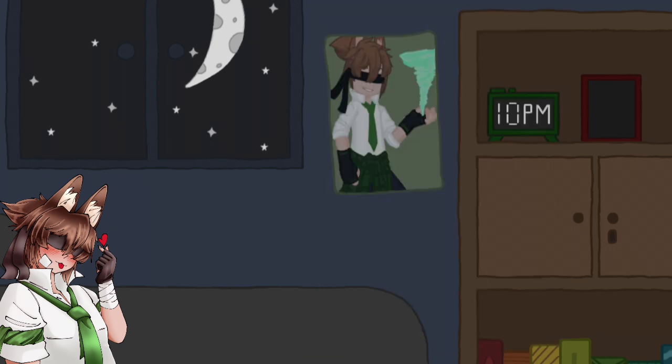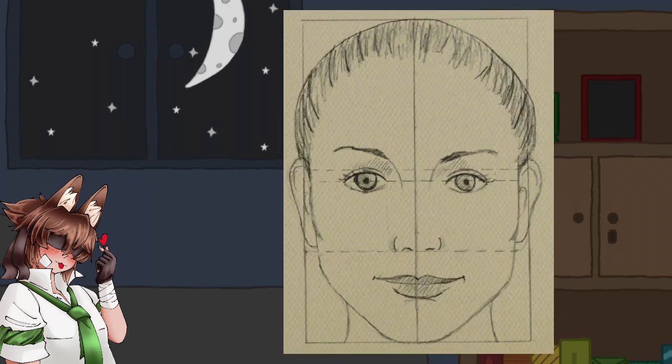Now, when the head is viewed straight on, there's a couple things that we can see. 1. The width of the head is about 2/3 of the height. Second, the eyes are always halfway between the top of the head and the chin. Third, the bottom of the nose is halfway between the eyes and the chin. Fourth, the bottom of the mouth is halfway between the nose and the chin. 5. The corners of the mouth align with the center of the eyes.